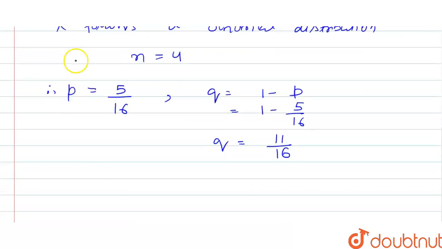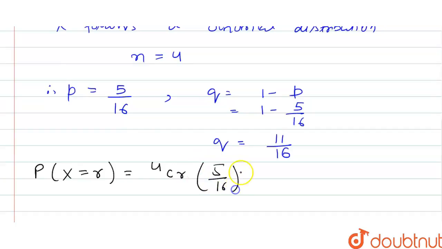After that, P of x equal to r, that is 4Cr, 5 by 16 is the value of p to the power r, 11 by 16 is the value of q to the power 4 minus r.